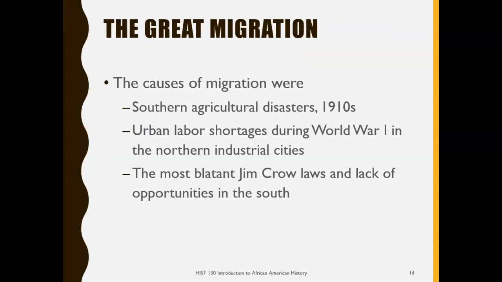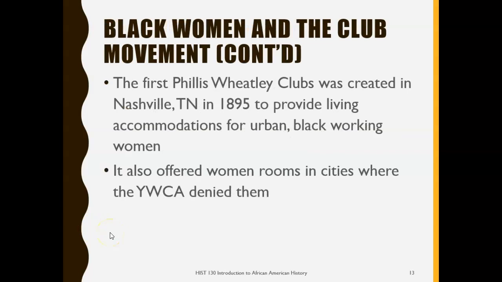In addition to the NAACP and the NACW, you also have different clubs. I want to talk a little bit about one of them, which was the Phyllis Wheatley Club. The first Phyllis Wheatley Club was created in Nashville, Tennessee in 1895. The objective was to provide living accommodation for urban black working women. It also offered women rooms in cities where the YWCA denied them a room.